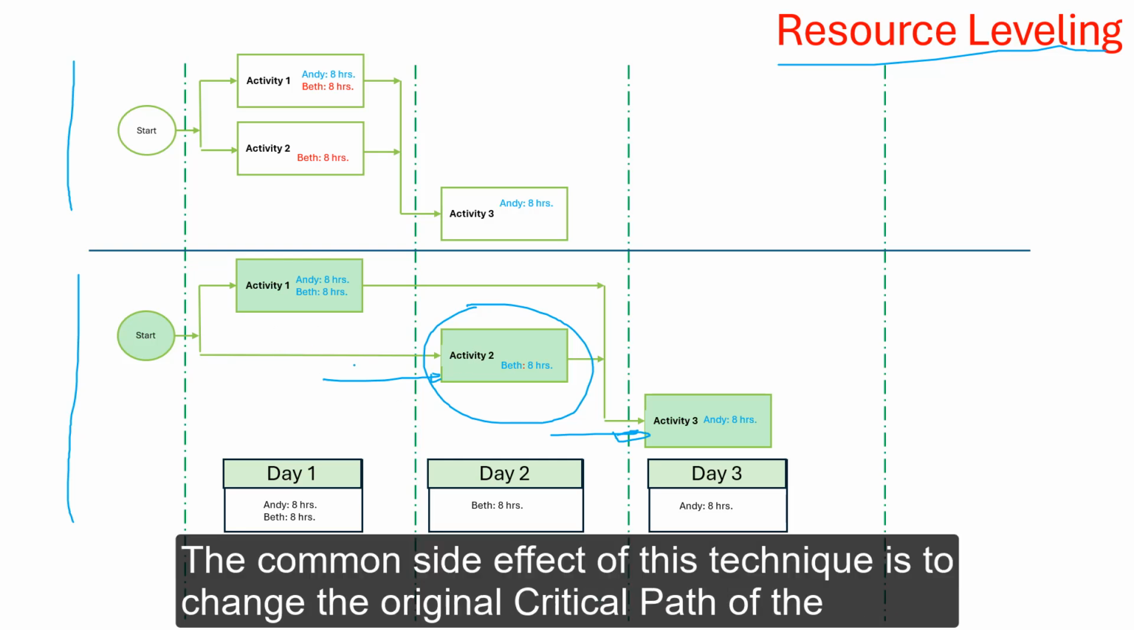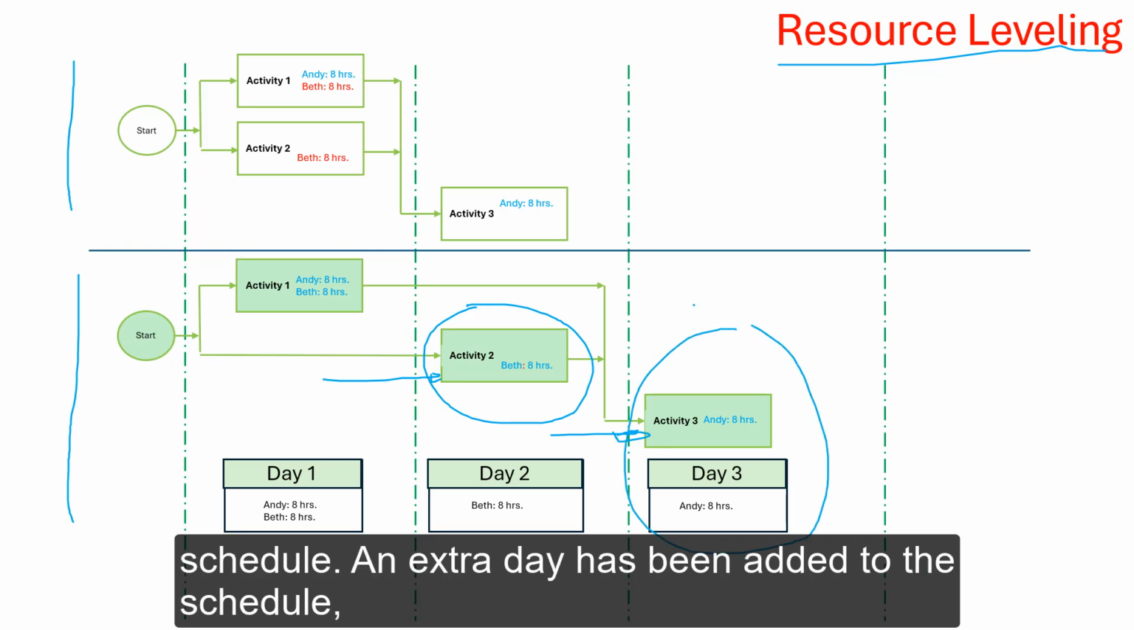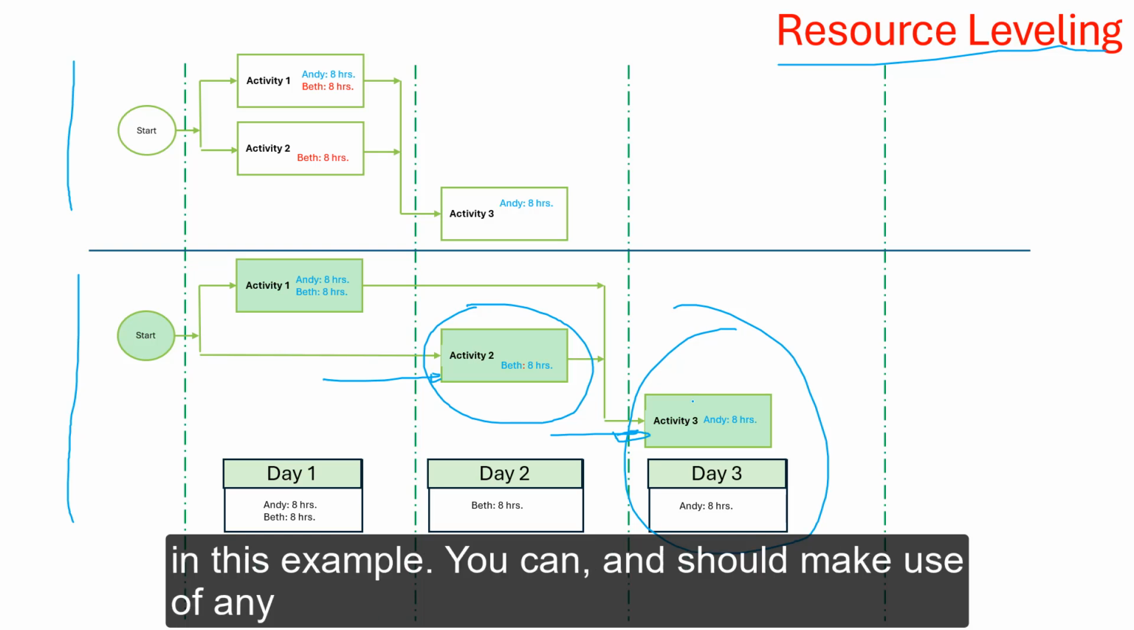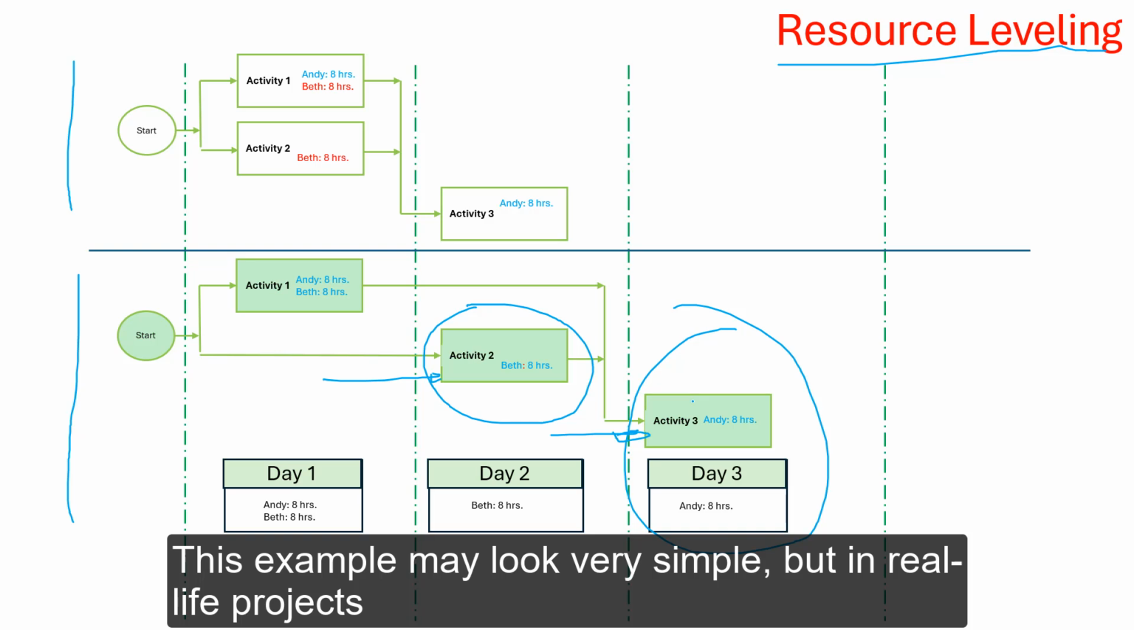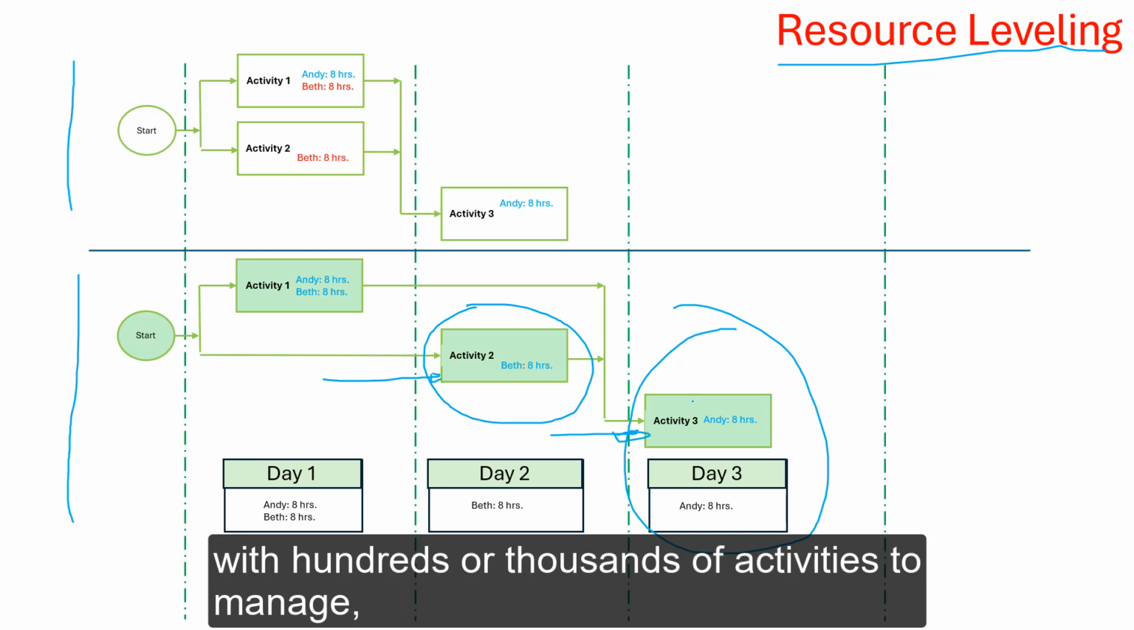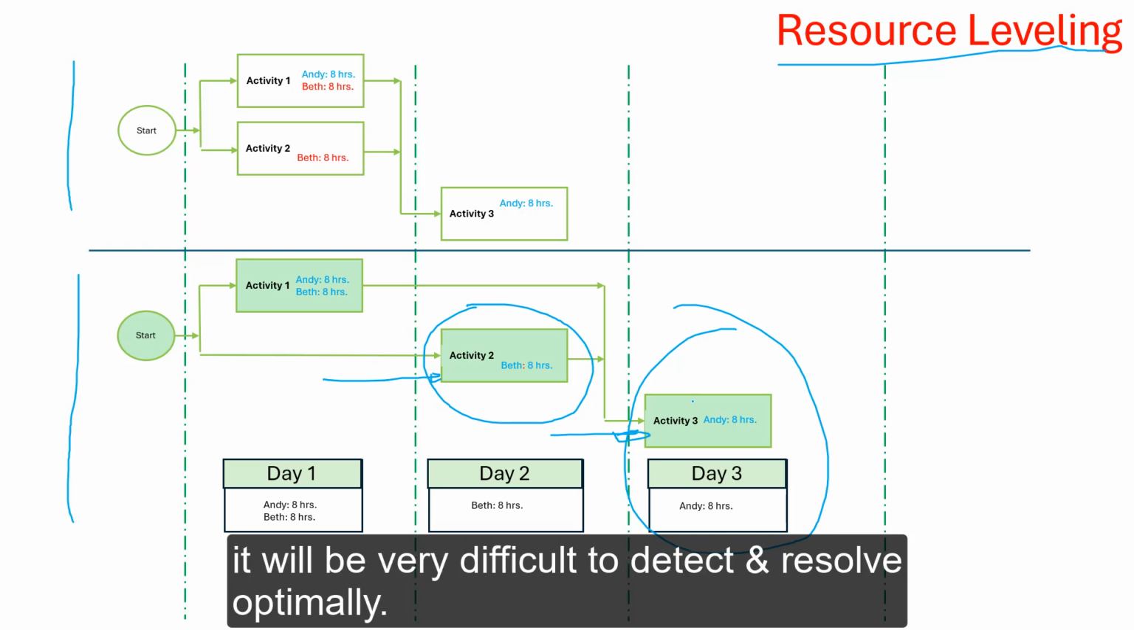The common side effect of this technique is to change the original critical path of the schedule. An extra day has been added to the schedule in this example. You can and you should make use of any available float while you use this technique. This example may look very simple, but in real-life projects with hundreds or thousands of activities to manage, it will be very difficult for you to detect and resolve such situations optimally.